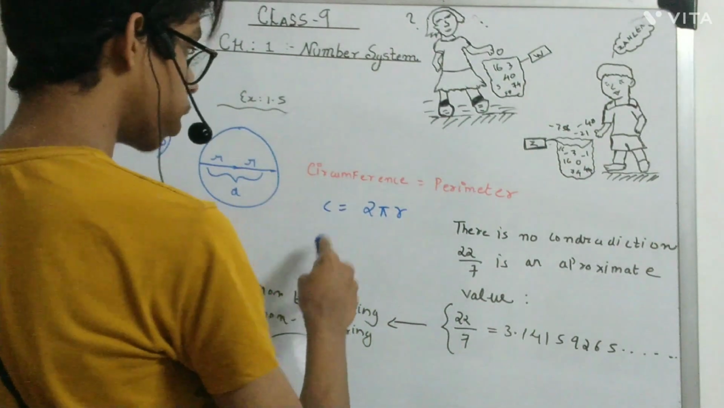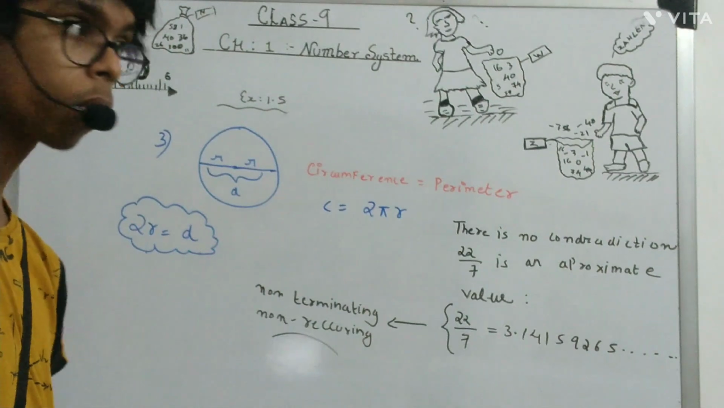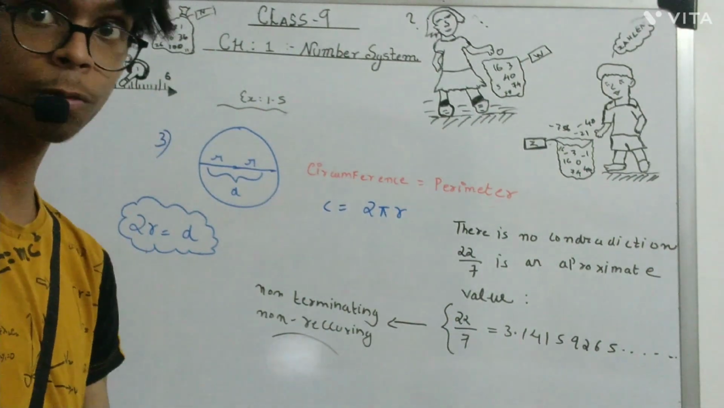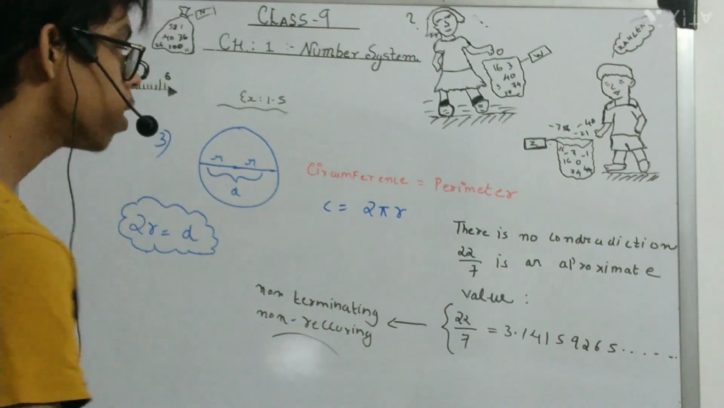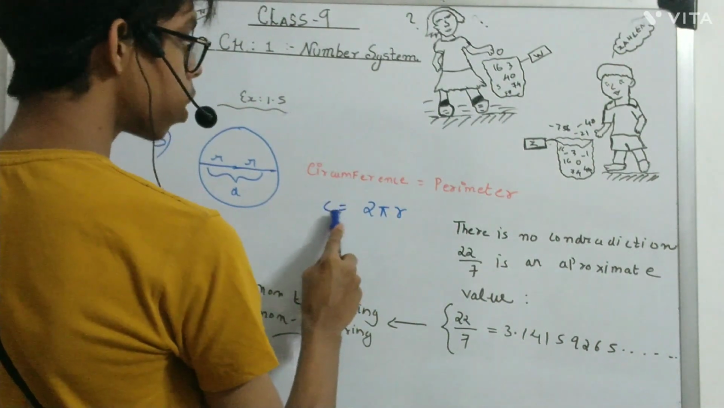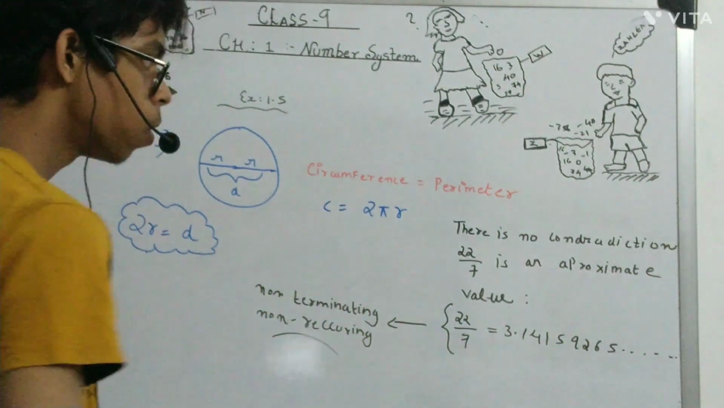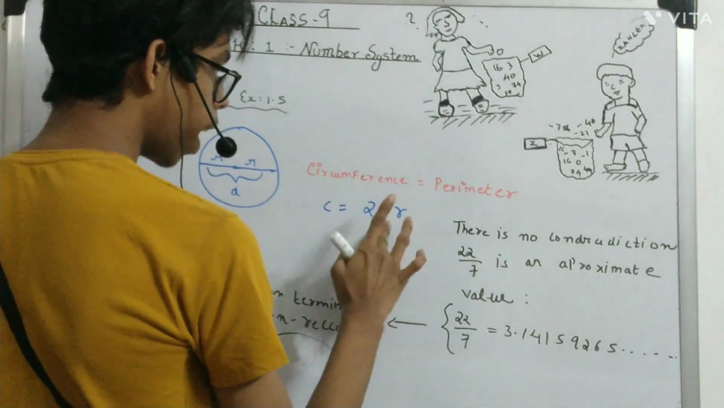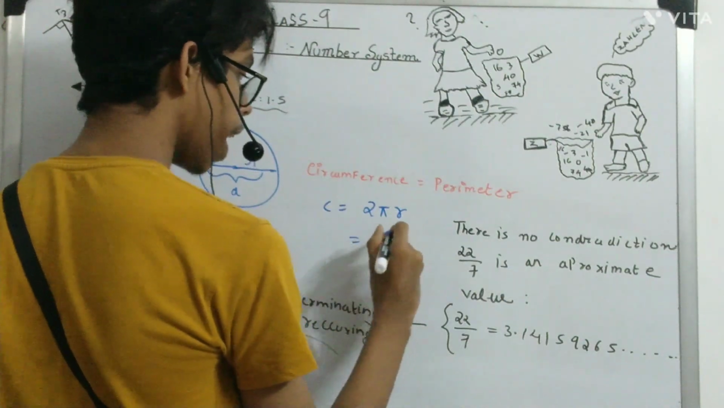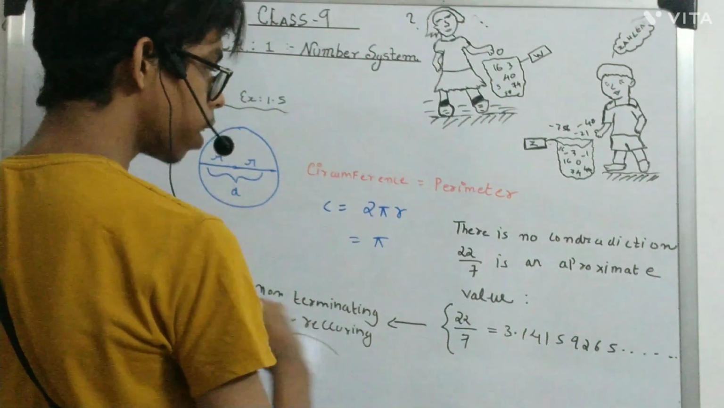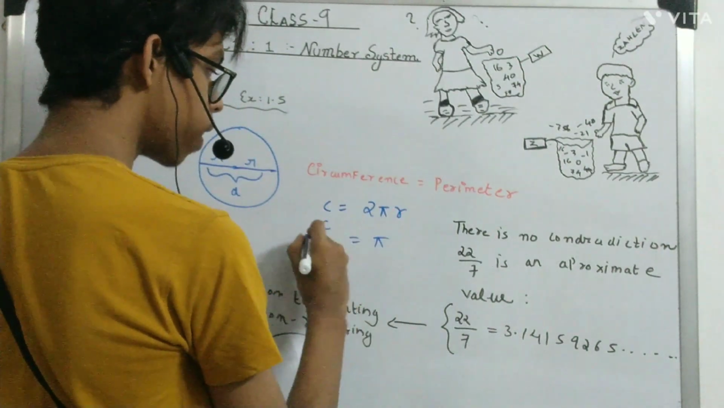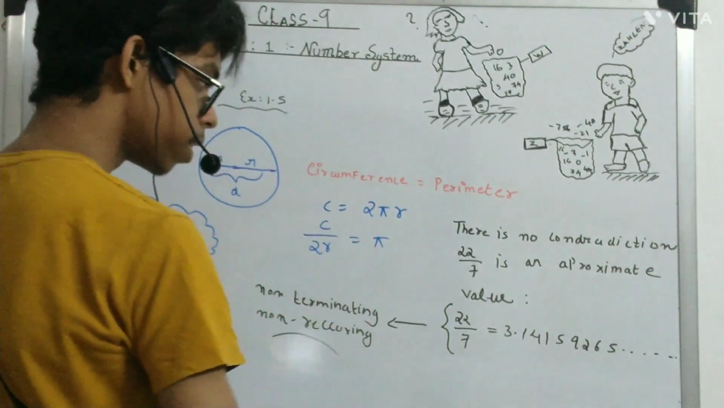Last year you might have learned that the perimeter of a circle, or the circumference of a circle, is equal to 2 pi r. The area of the circle is pi r square. Now the question is about circumference. So I wrote circumference is equal to 2 pi r. Now what can I do? I am keeping this pi over here, and I am bringing this 2 and r to the other side. So here I am having C. When this 2 and r goes to the other side, it will come to the denominator.